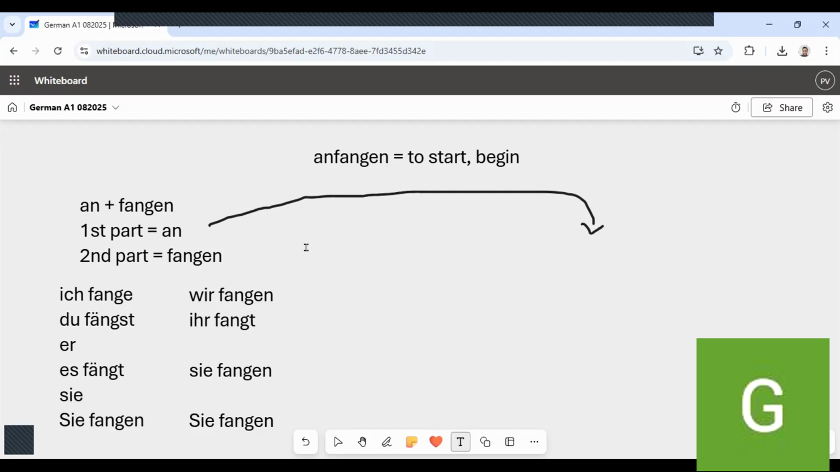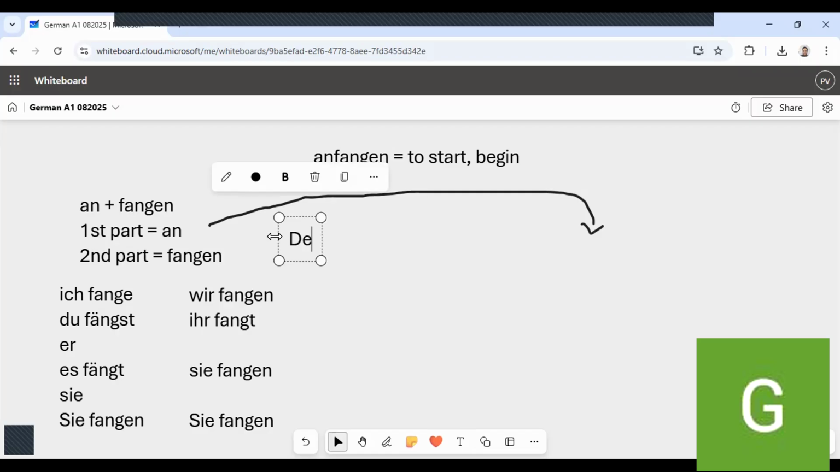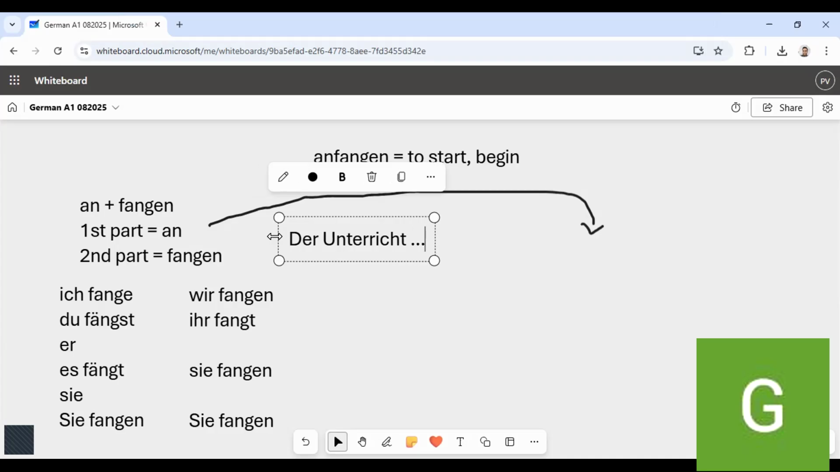Suppose I am going to say the lecture will start at 3 o'clock. How can we make a sentence? What is the name of the lecture in German? How do we call it? Der Unterricht. Okay. Unterrichten is a verb which means to teach, but the lecture means Unterricht. Der Unterricht, then something will come. What will come? Der Unterricht fängt, okay, because it is irregular.